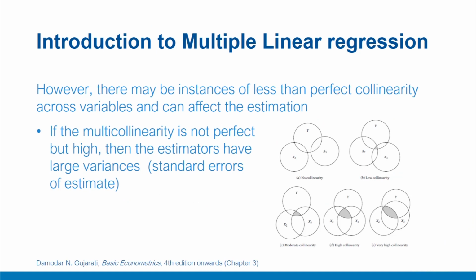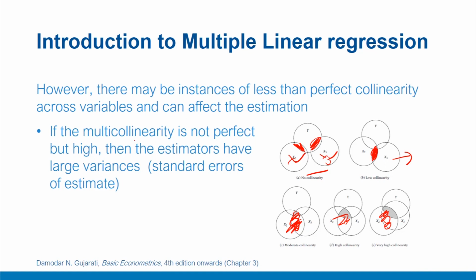Let's look at an example of collinearity visually. In this diagram, notice that the independent variables x2 and x3 have some relationship with y, which is represented by these common areas, but there is no common area between x2 and x3. That means there is no collinearity. However, if there were to exist some common area between x2 and x3, it represents low collinearity. Depending upon this common area, if it increases a lot, like here or here or here, this represents very high levels of collinearity, and this is not good for the estimation.